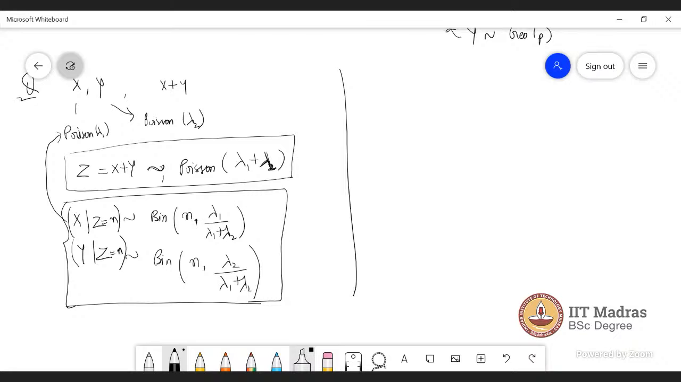One more thing you have is, if you have a random variable x that has a distribution binomial n, p, and the random variable y follows binomial m, p, and if x and y are independent, then the distribution of z equals x plus y is the same as binomial n plus m, p.